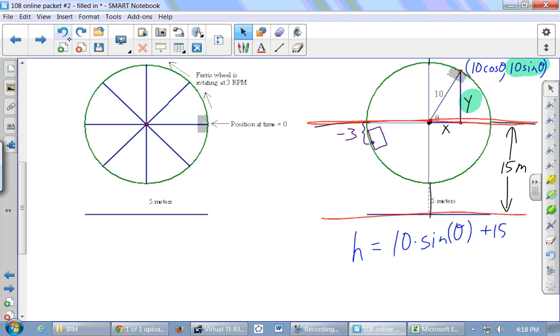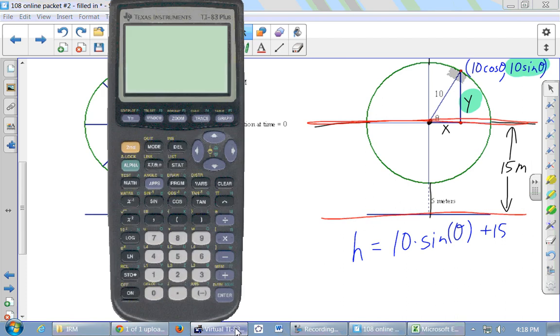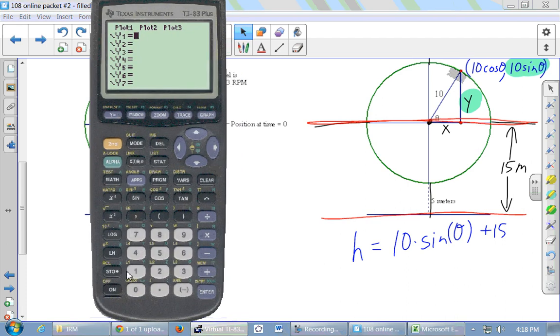And one nice thing we can do to check our work here is to type this function into the calculator and see what it says. So let's try that now. So we'll go into y equals, and we're going to type in 10 sine. Okay, it's unfortunate we're going to have to use x here because that's the only variable we have on the calculator. It's really a theta that we're thinking of. It's not this x coordinate, so please don't be confused by that. That's theta, plus the 15.